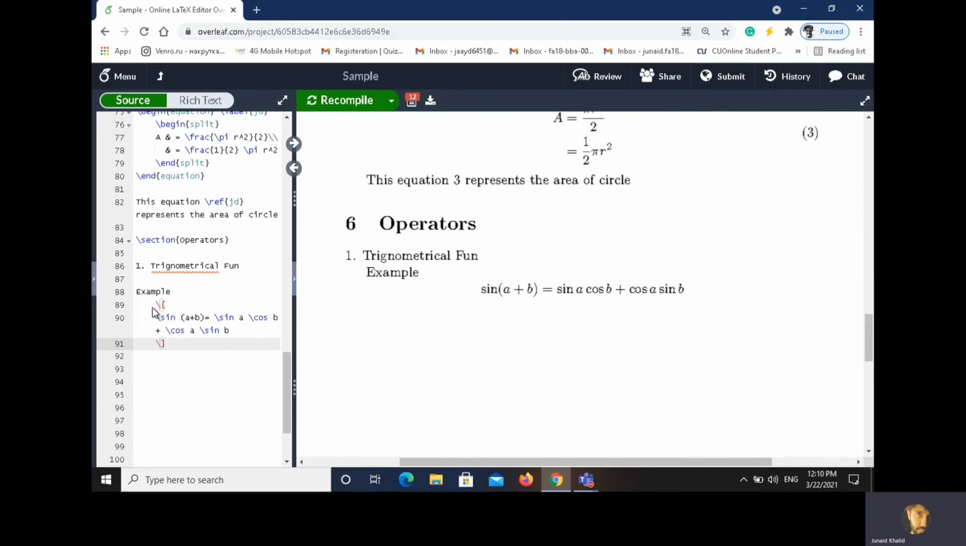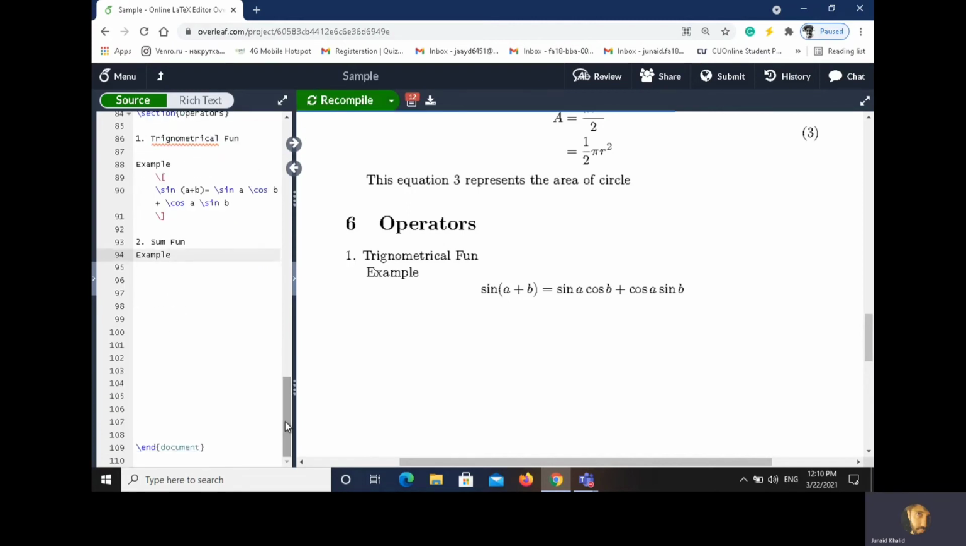So here is the first trigonometrical function example. Sine alpha plus beta equals to sine alpha cos beta and cos alpha sine beta. Now we are going to write the summation or sum function example, and let's compile. Let's separate this, enter, compile, control enter.